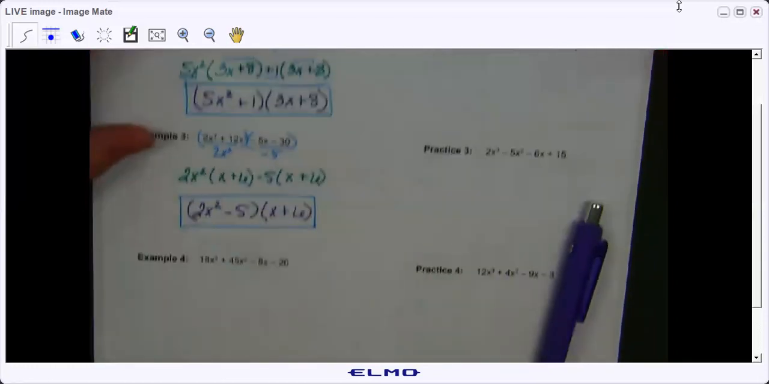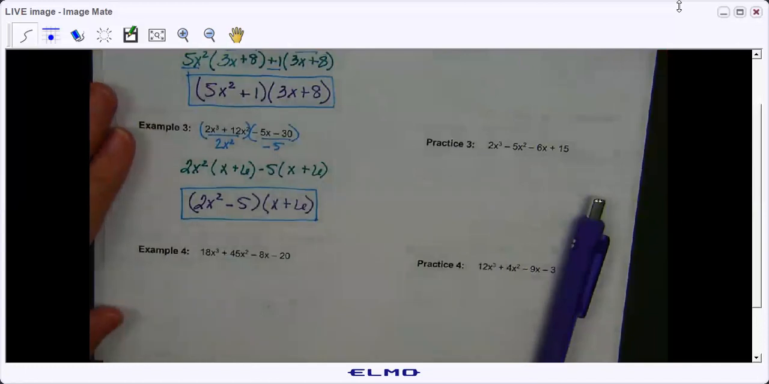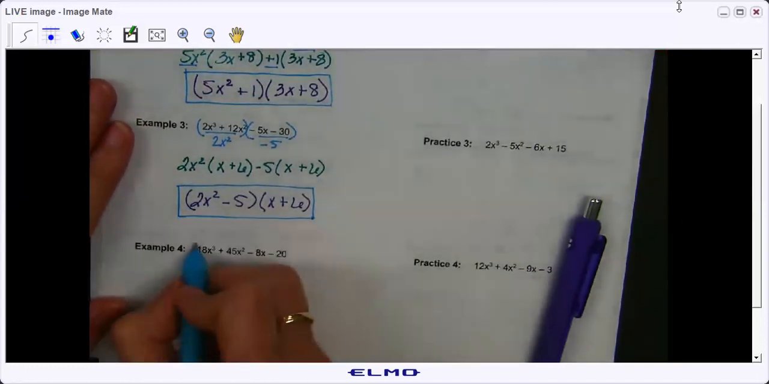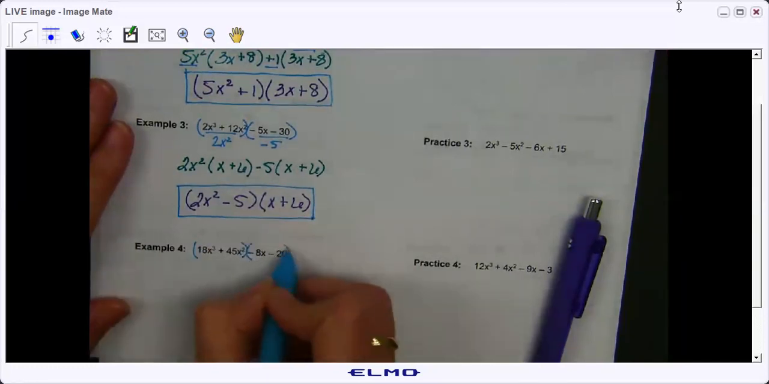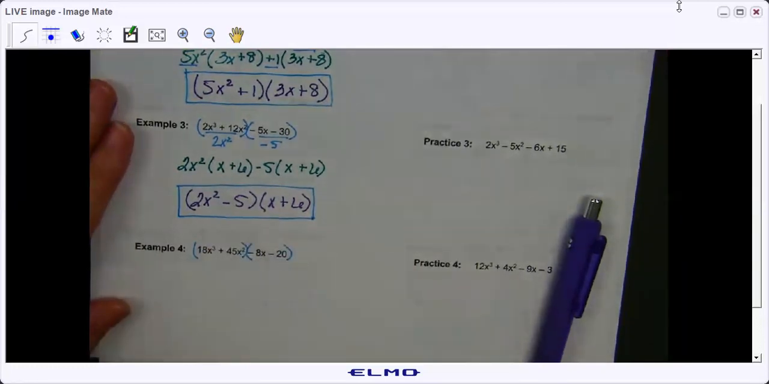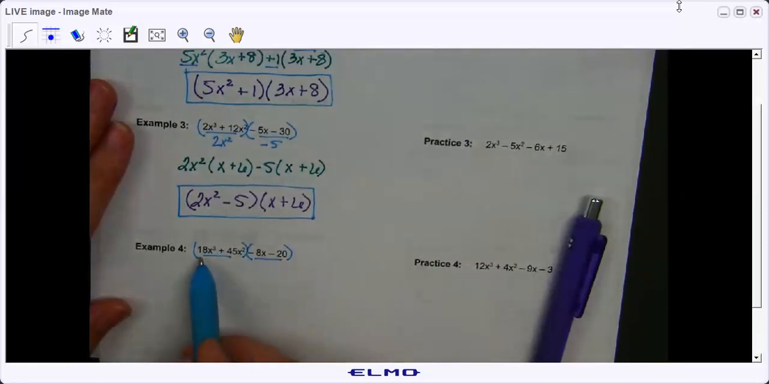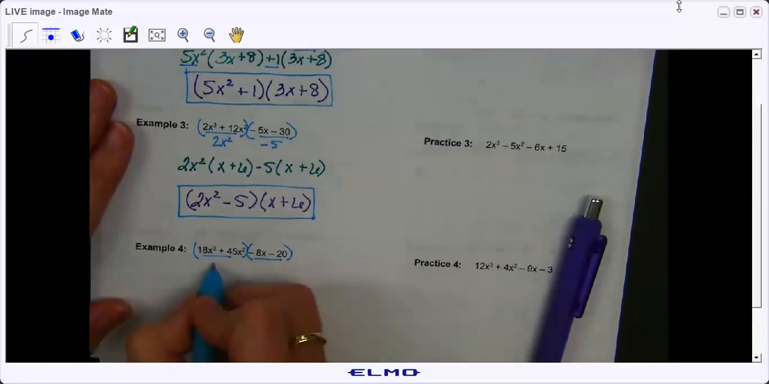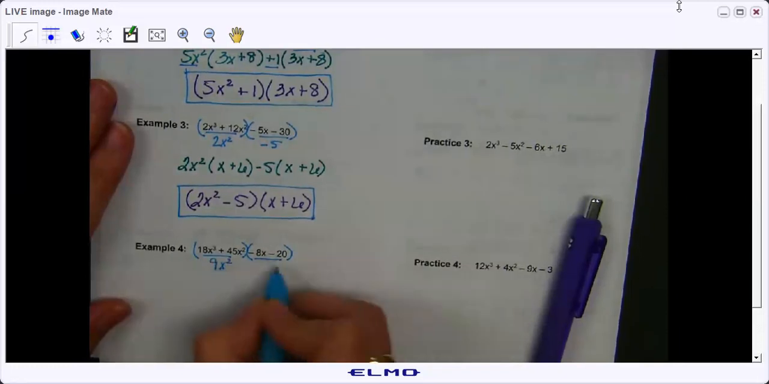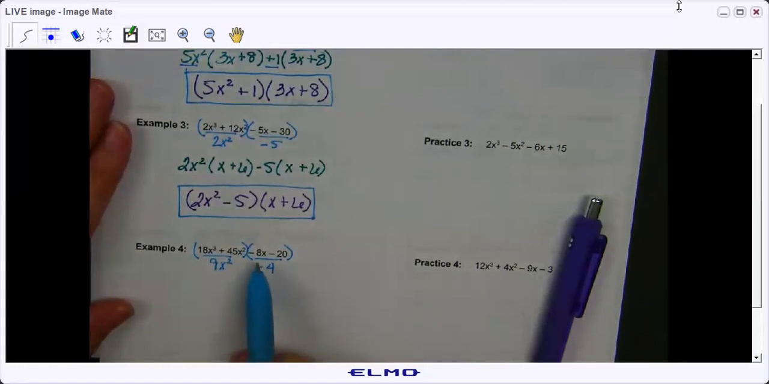All right, let's look at the last example, and then I'm going to have you do the practice problems on your own. I'm going to group my binomials and factor out the greatest common factor. So in this case, it's going to be 9x squared. And for this one, it's going to be a negative 4. Remember, if the first number is a negative, take out a negative.